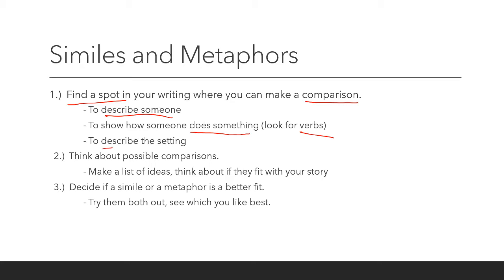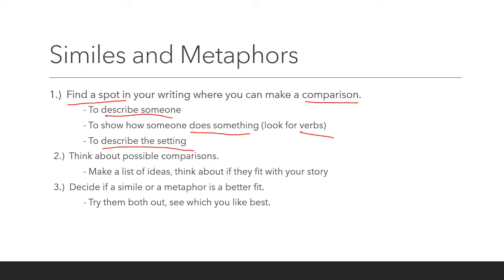The third way is to describe the setting, right? You could say the sun was a ball of fire. You could say the field was an ocean of grass. So you could describe the setting. So when I am looking for ways that I can add figurative language to my story, I'm going to be looking for describing, doing, and setting.